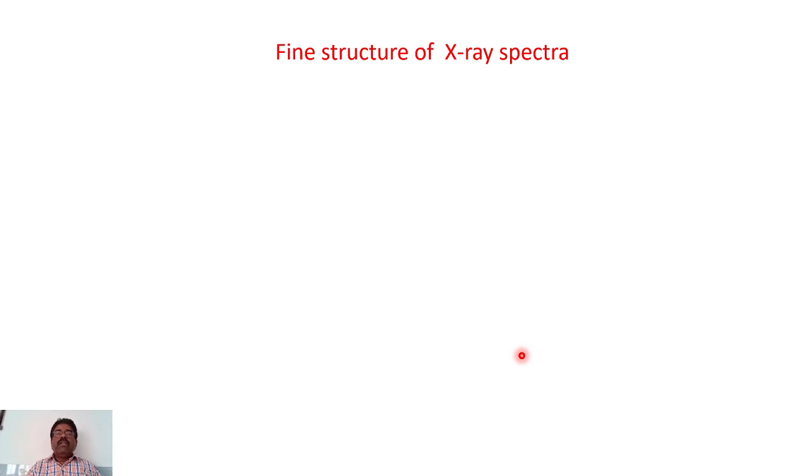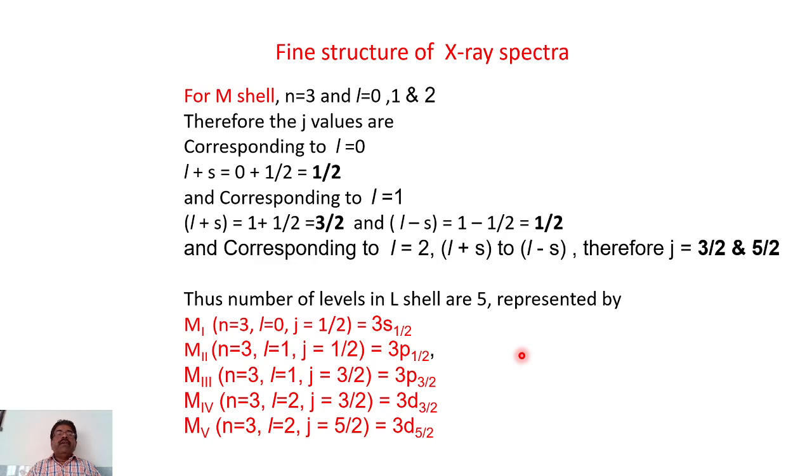Similarly, if you find out the levels in M shell, for M shell you know that n is equal to 3. So L values are 0, 1, 2. And corresponding to these values of L, for L is equal to 0, we have J value 1 half. For L is equal to 1, we have two values of J, 3 by 2 and 1 half. And for L is equal to 2, we have two values of J, from L plus S to L minus S, so therefore 3 by 2 and 5 by 2. So total you can see 1, 2, 3, 4, 5.